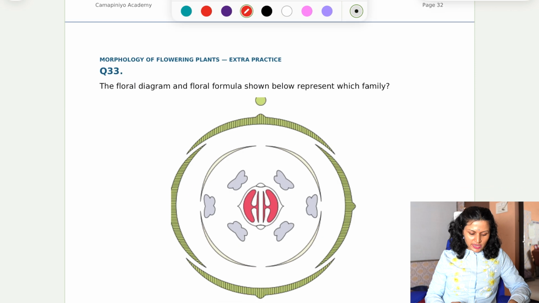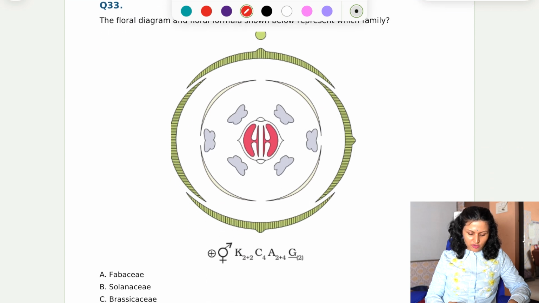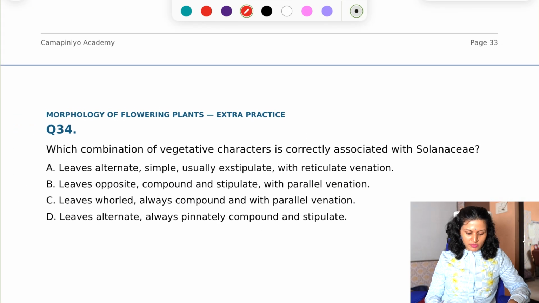Question 33: floral diagram and floral formula is of which family? It is of Brassicaceae family. Question 33, answer will be C. Next, question number 34. Which combination of vegetative characters is correctly associated with Solanaceae? Leaves are alternate, simple, usually exstipulate with reticulate venation. Option A will be correct.